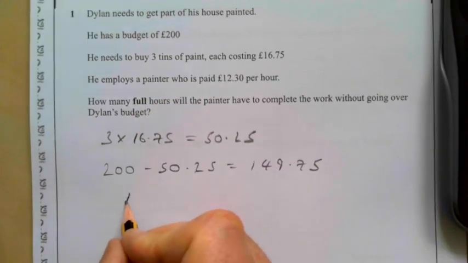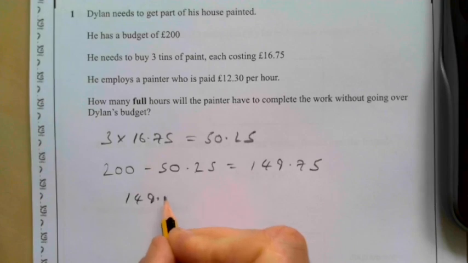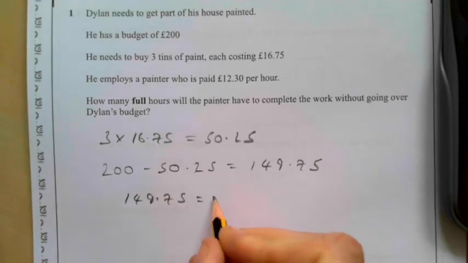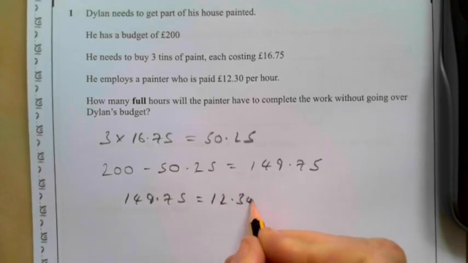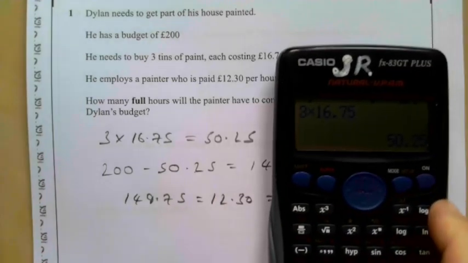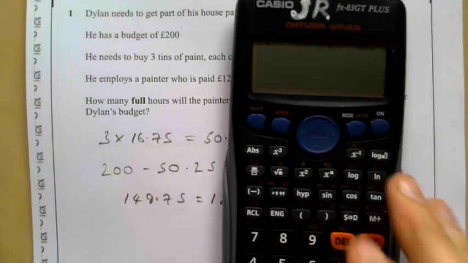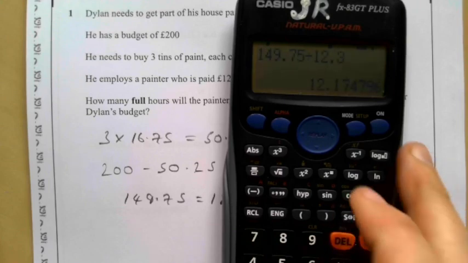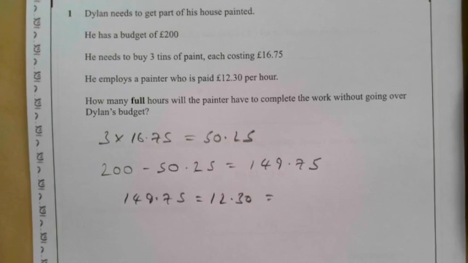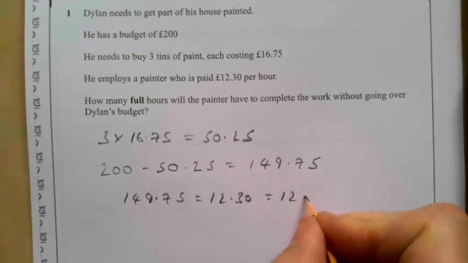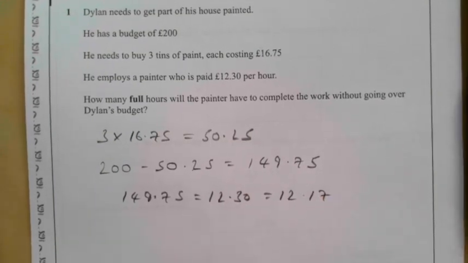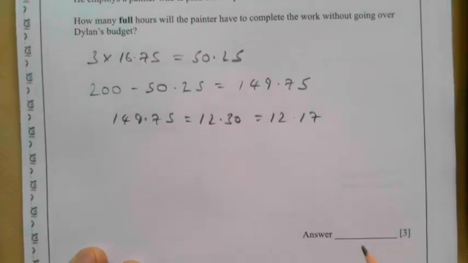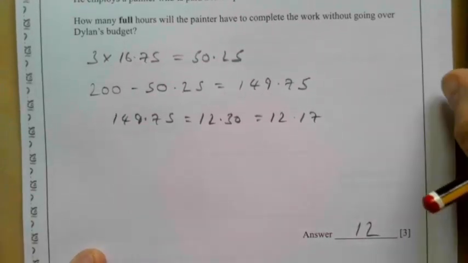So we then do £149.75 divided by 12.30, and that gives us 12.17. They've asked for full hours, so of course the answer then must be 12.